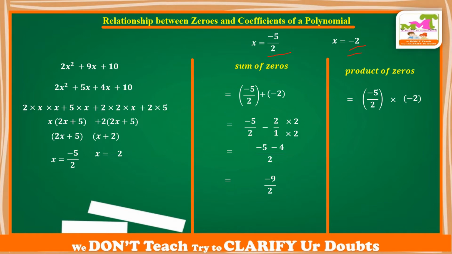When you multiply, minus into minus is going to be plus. 5 into 2 is going to be 10. 10 divided by 2. Okay. See the fun over here in your table.